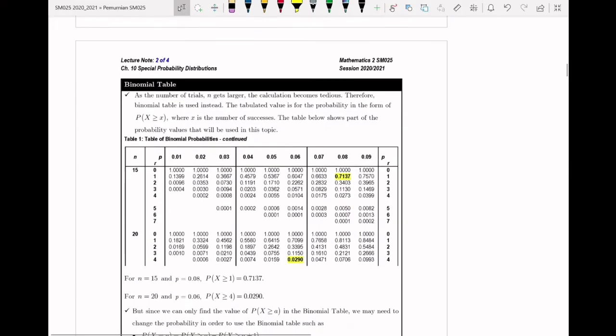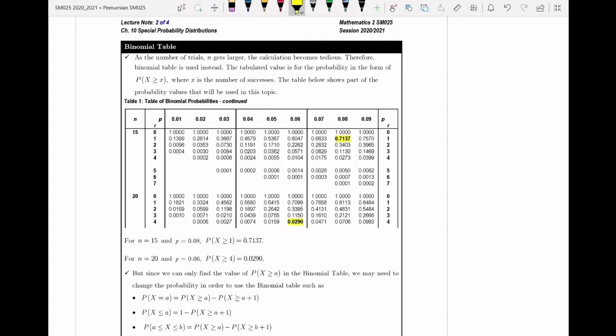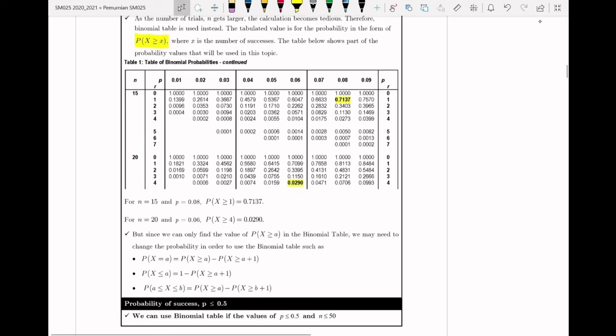We have a binomial table that we can use to find the probability, but we need to know that the binomial table just gives us the probability in the form of P(X ≥ x), where x is the number of successes. For example, if we have n equals 15, p equals 0.08, we need to find P(X ≥ 1). Remember, the table only gives the probability in the form of P(X ≥ x). So, let's look at the table. We have n equals 15 and p equals 0.08.